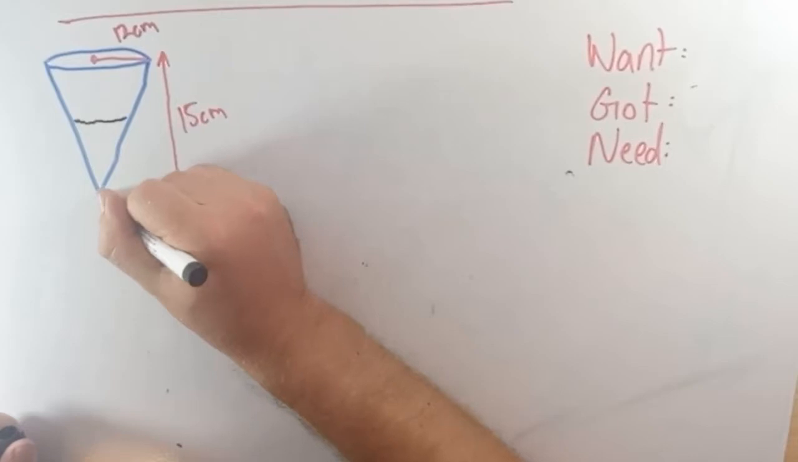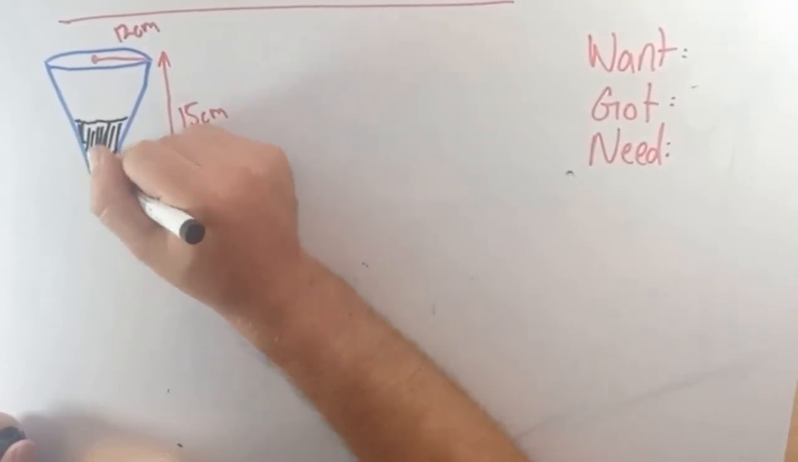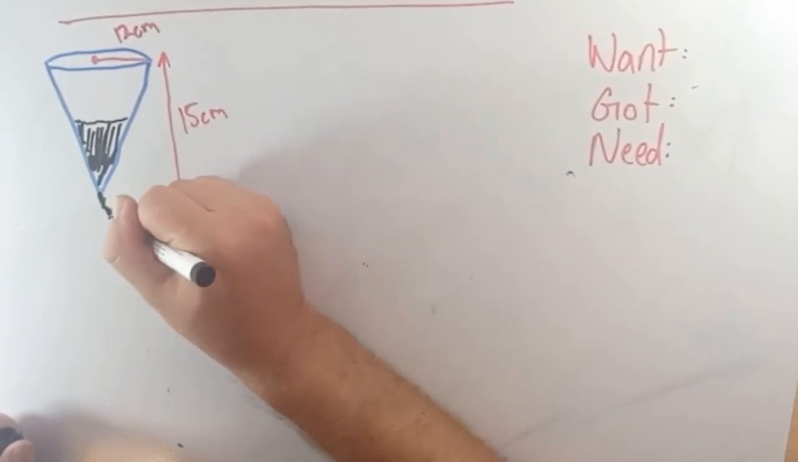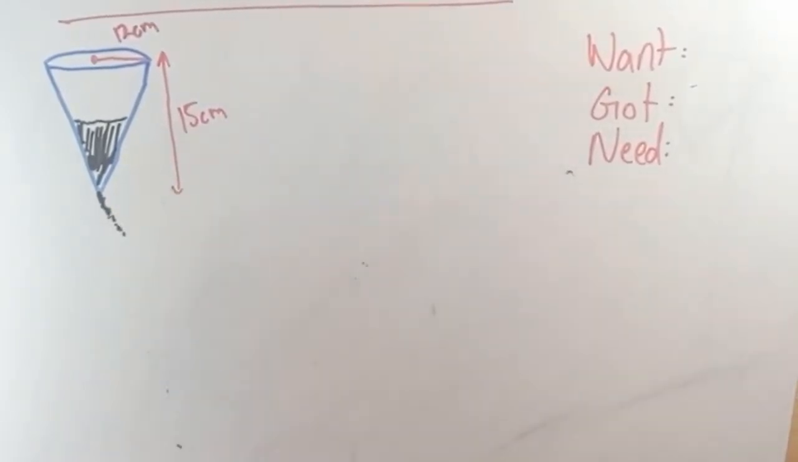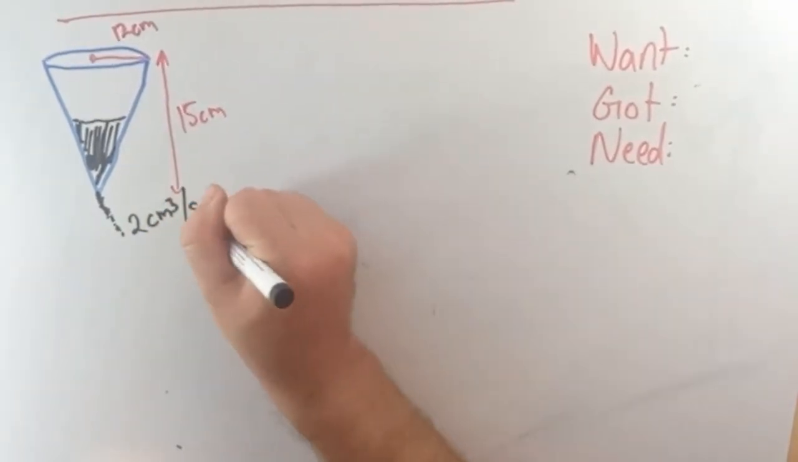Oil in the cone, but it's not all filled up. It's only filled up a bit, but the oil's leaking out, and it's leaking out at a rate of 2 centimeter cubed per second.